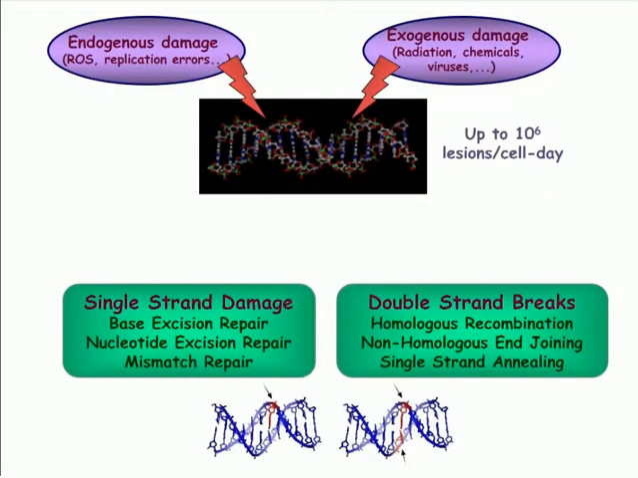Sorry. So, as I said, endogenous damage: normally replication errors are the key thing, but oxidative radicals are also quite a big part of DNA errors. Exogenous damages range from radiation to chemicals, and even viruses can produce this. So quite a lot of different damages. Normally, and I always put this because it's quite scary, we have 1 million lesions in our DNA per cell per day. So it's quite a massive amount.